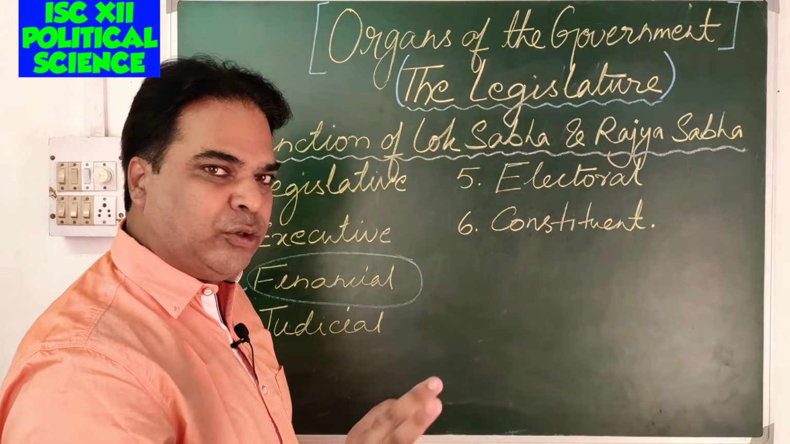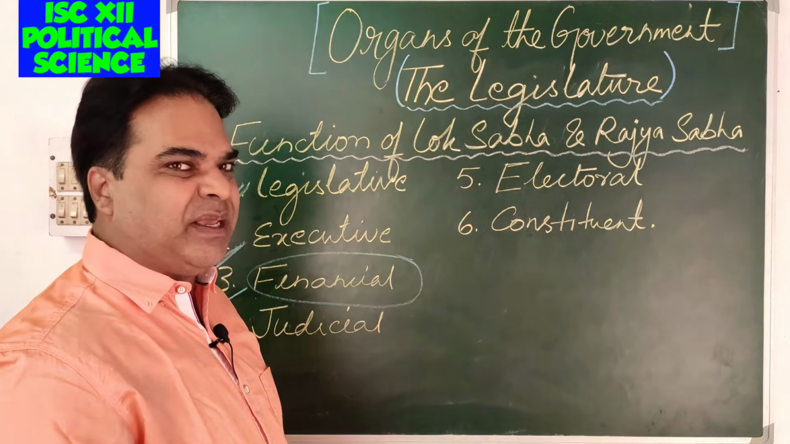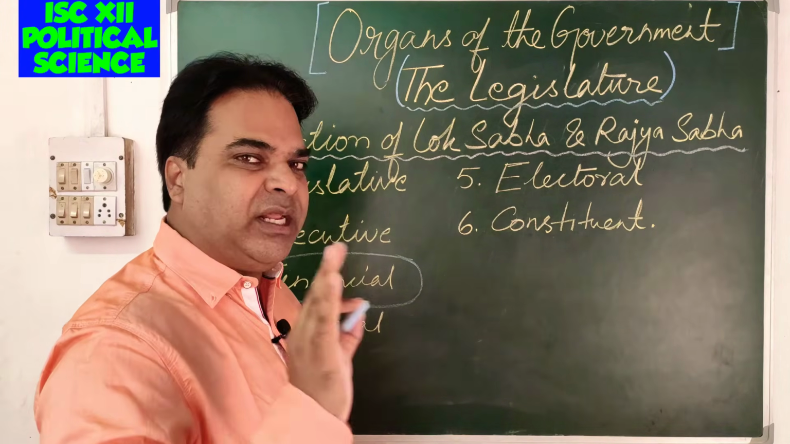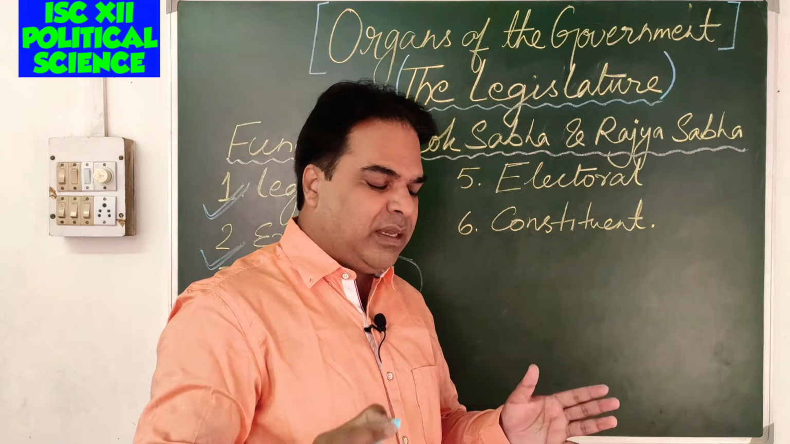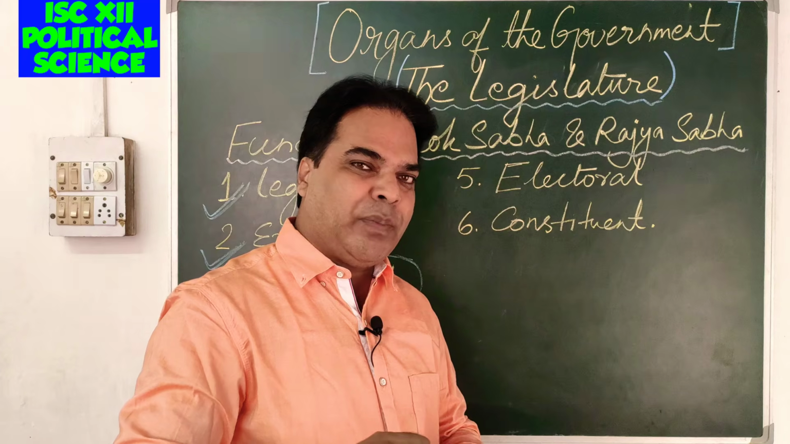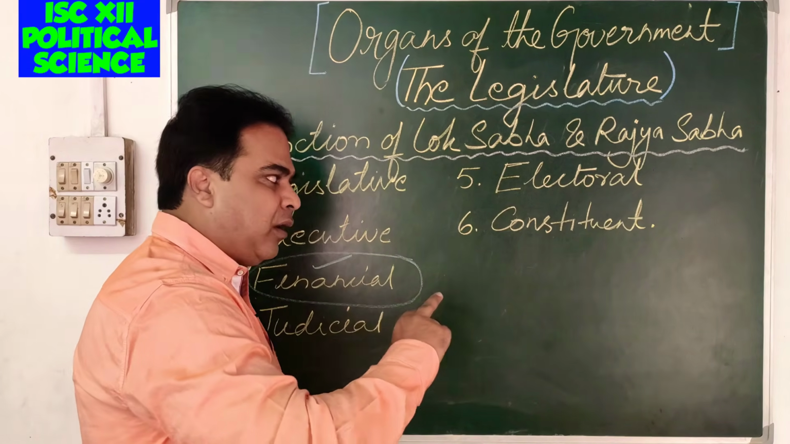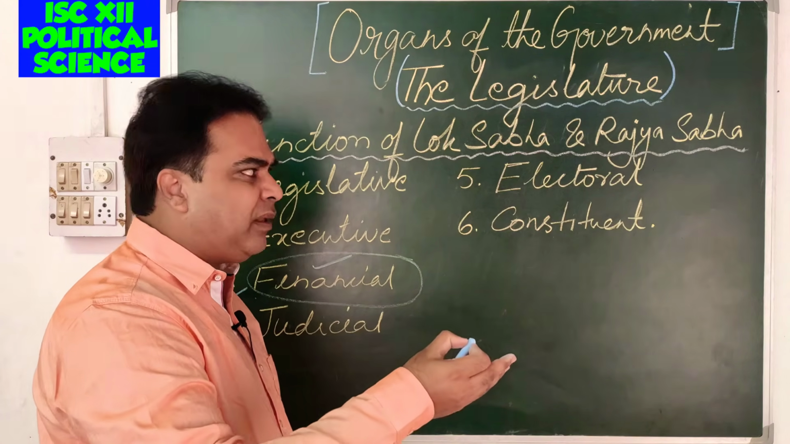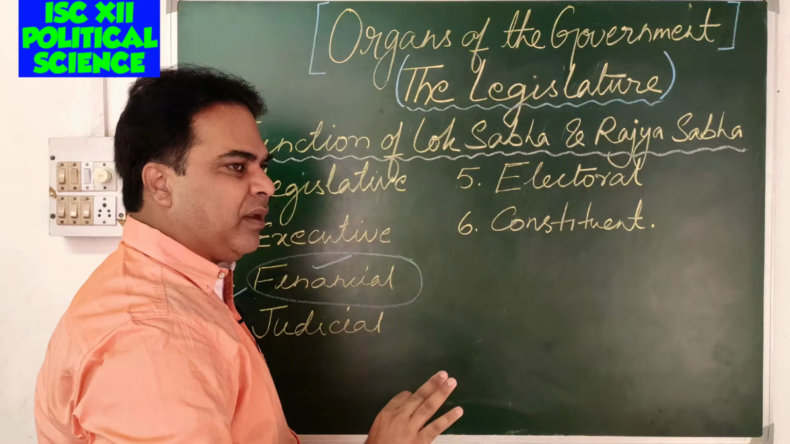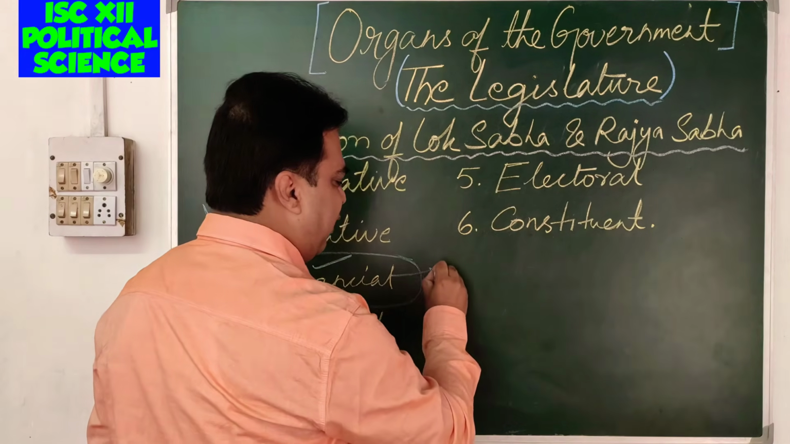Rajya Sabha has nothing to do with it. They can only keep the bill for 14 days, and after that it will be considered as passed by Rajya Sabha. Only 14 days they can keep it. In the beginning I told you they enjoy co-equal powers, but here they don't enjoy co-equal powers, right? Any ordinary bill apart from a money bill can be introduced in either house, right? But money bill can only be introduced in Lok Sabha.